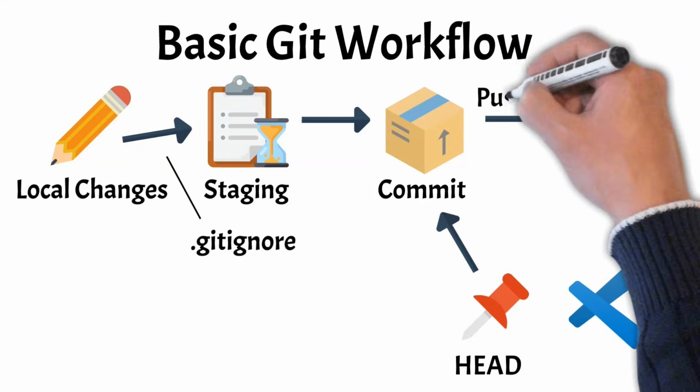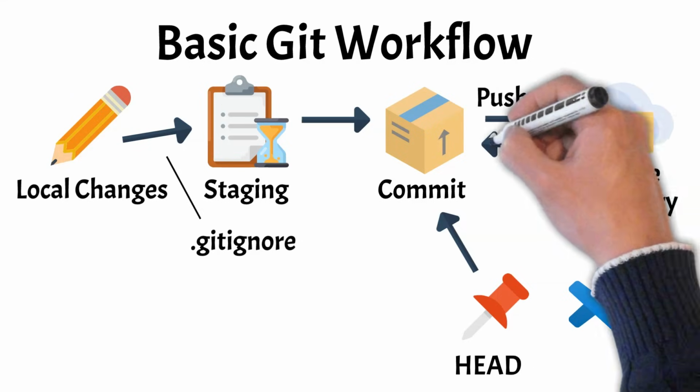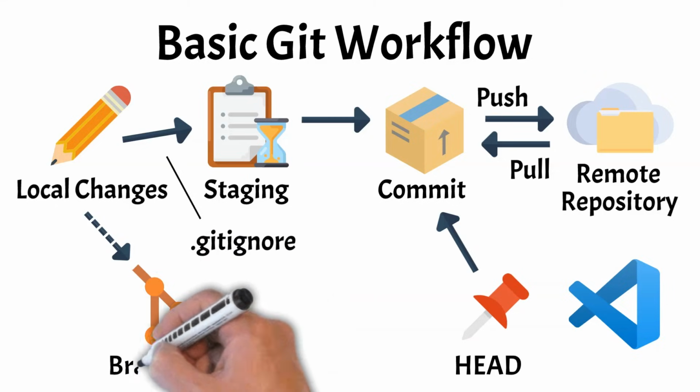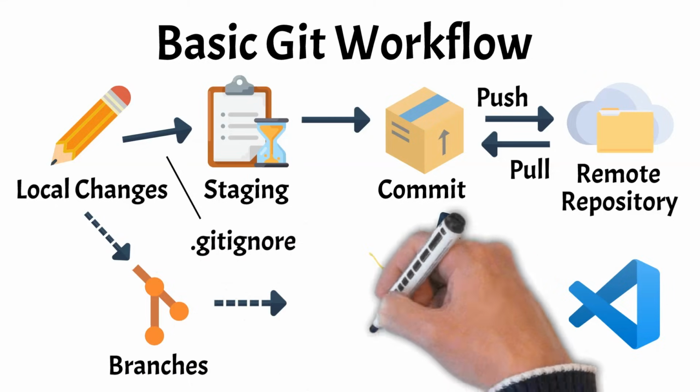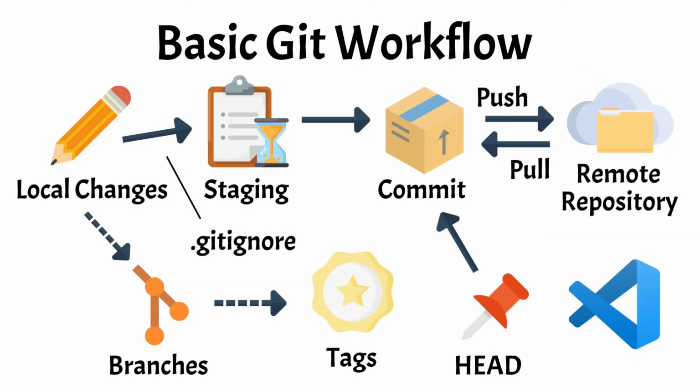Commits can be shared with others by pushing them to a remote repository like GitHub, where you can pull updates made by teammates. Along the way, you may create branches to experiment with new features or add tags to mark important milestones. This cycle from local edits to collaboration through the remote forms the foundation of Git's workflow.